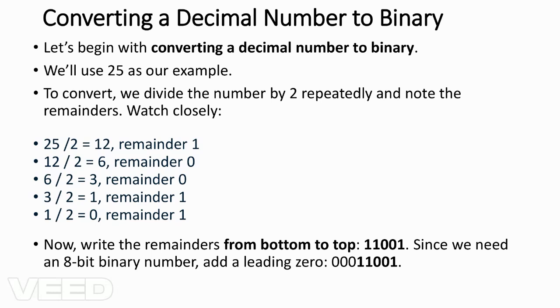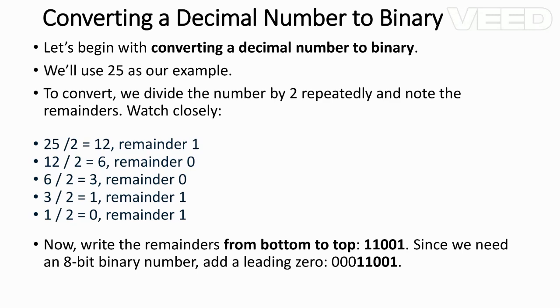So the first thing we have to do is to convert decimal numbers to binary. So let's begin converting decimal numbers to binary. 25 is a decimal number, so we will use 25 as our example. To convert, we divide the number by 2 repeatedly and note the remainder. We have to watch closely. So we have 25 divided by 2. If you divide 25 by 2, the quotient will be 12 and remainder 1. We note the number 1 down.